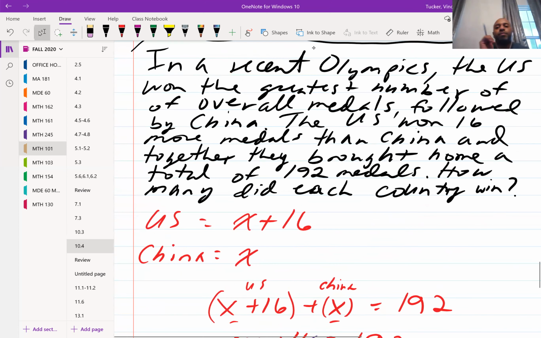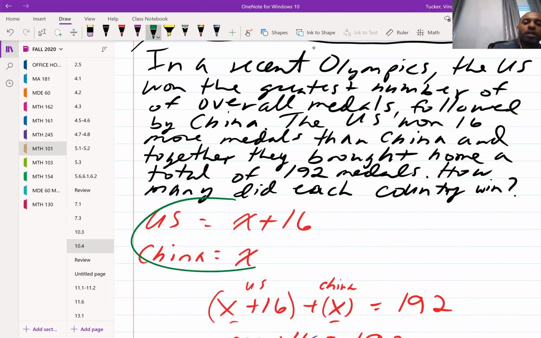All right, so you see I have right here how we would set up the China and U.S. relationship as far as the medals are concerned. So the U.S. won 16 more medals than China did. So if you call China X, then the U.S. would be represented by X plus 16.